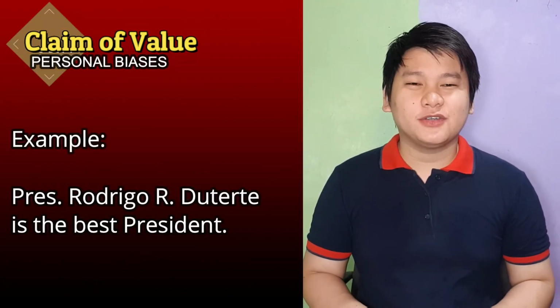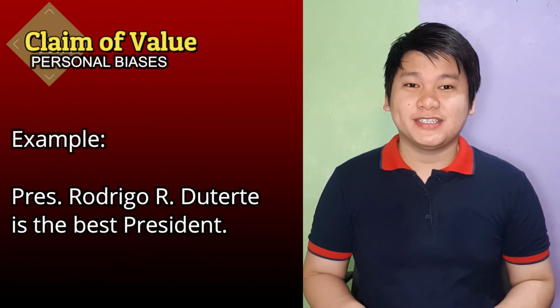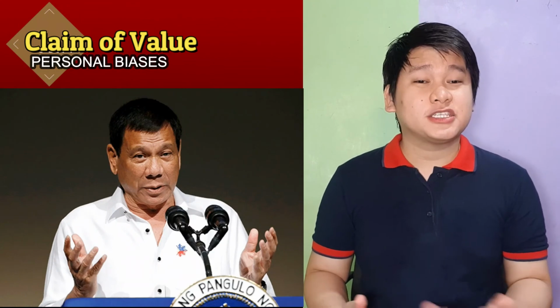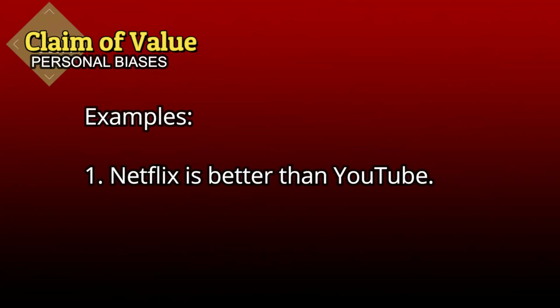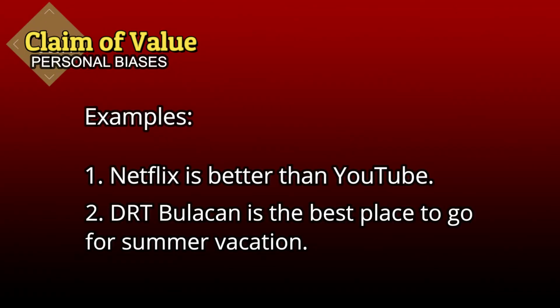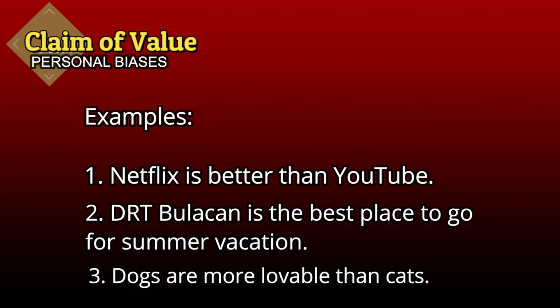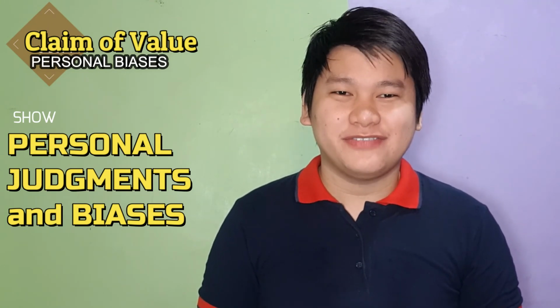Example, President Rodrigo Roa Duterte is the best president. Although some may agree with this, some may also disagree because of personal preferences. Look at these other examples of claim of value. You see, these statements show personal biases or judgments, therefore they are claims of value.